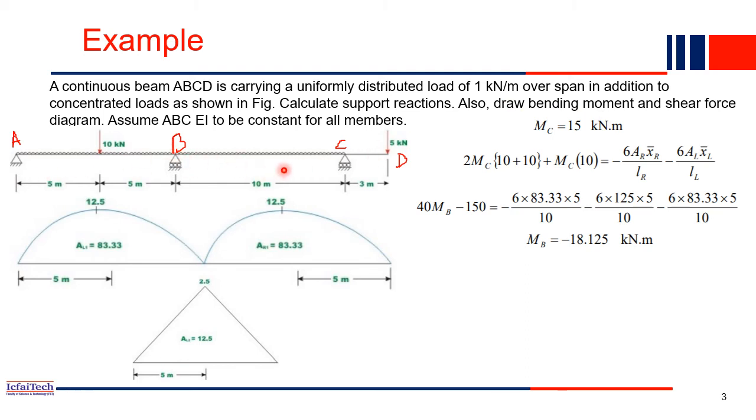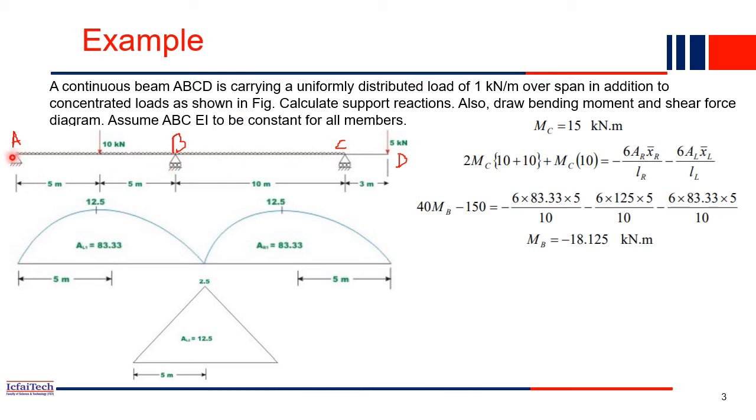Assume that EI for ABC is a constant for all members. So very simple. You have to find all the support reactions first, and then draw the bending moment and shear force diagram of this beam. You can recall this is a real beam, a real structure, with multiple beams continuous over multiple supports.